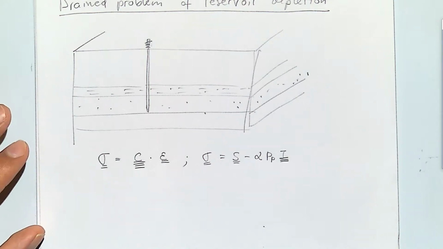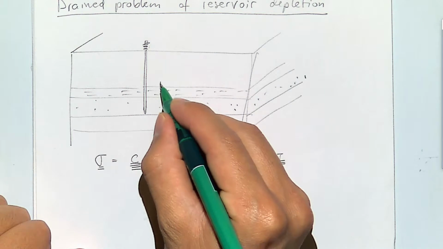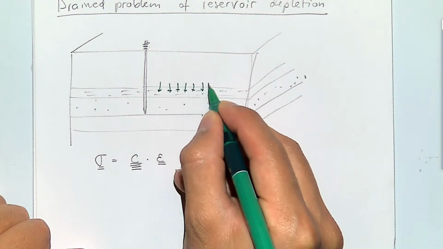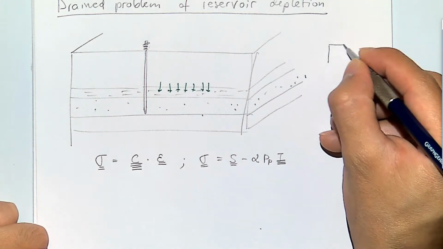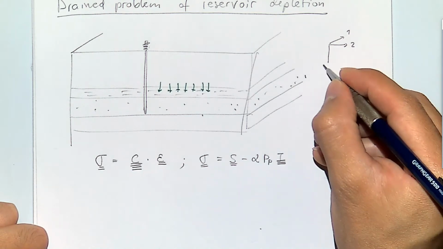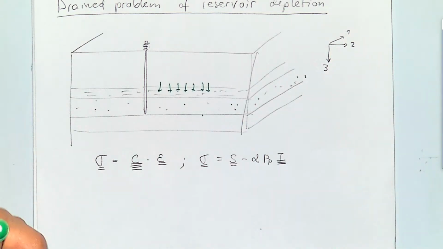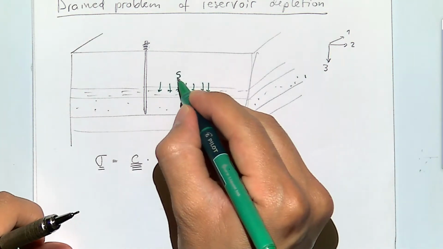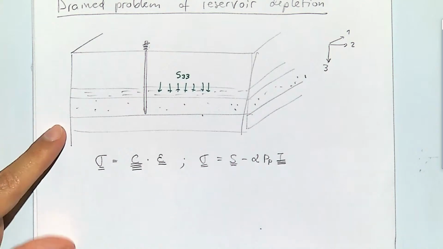Okay, so let's try to analyze this problem. First of all, in any reservoir, we're going to have an overburden stress, which is going to be a total stress. Let me add here a coordinate system. Let me check if this is right-handed. Yes, it is okay. So the overburden stress is going to be S33.